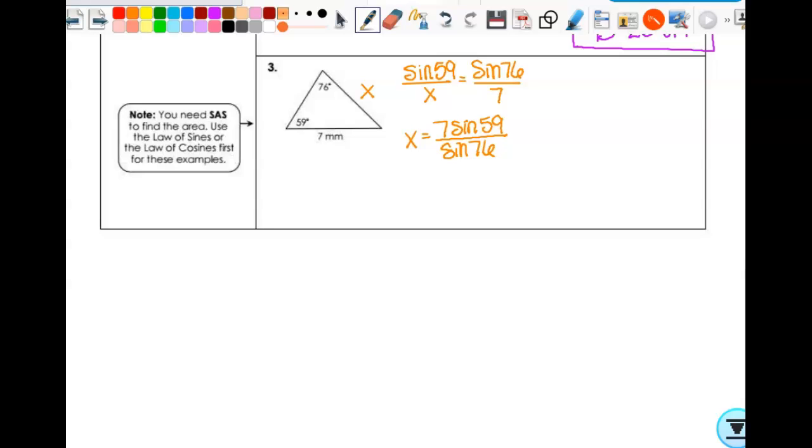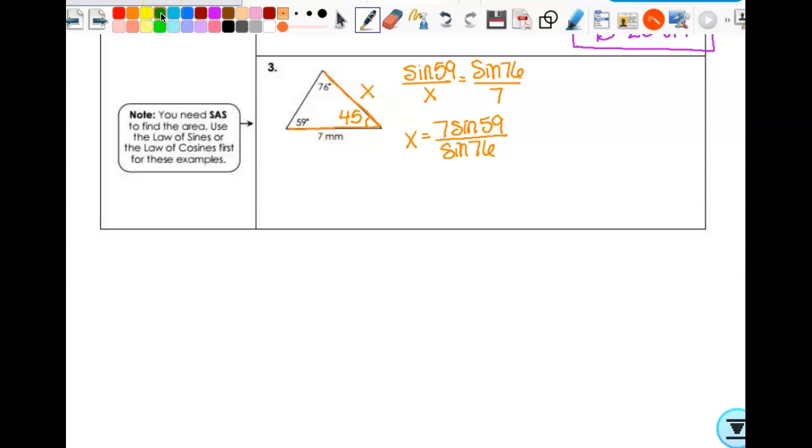I still, even knowing that side length, don't have side angle side though, right? If I have this side that I just found and this side, I need this angle. I can find that. What's that angle? Subtract, yeah. And what did you get? 45. Okay. So 45 degrees.